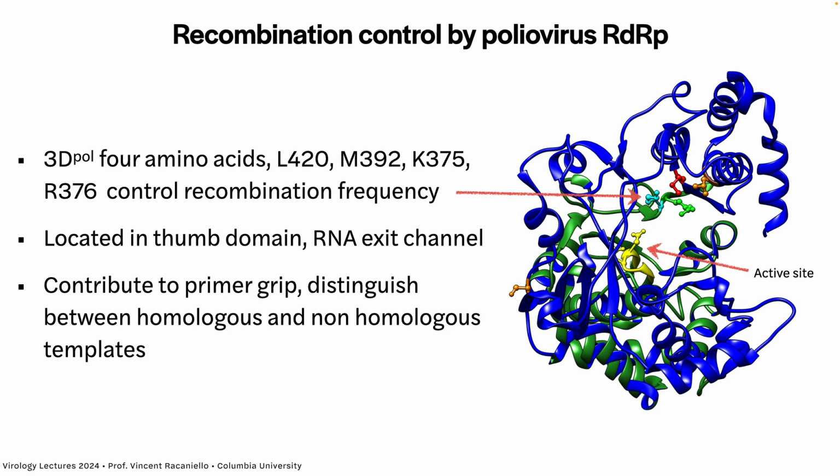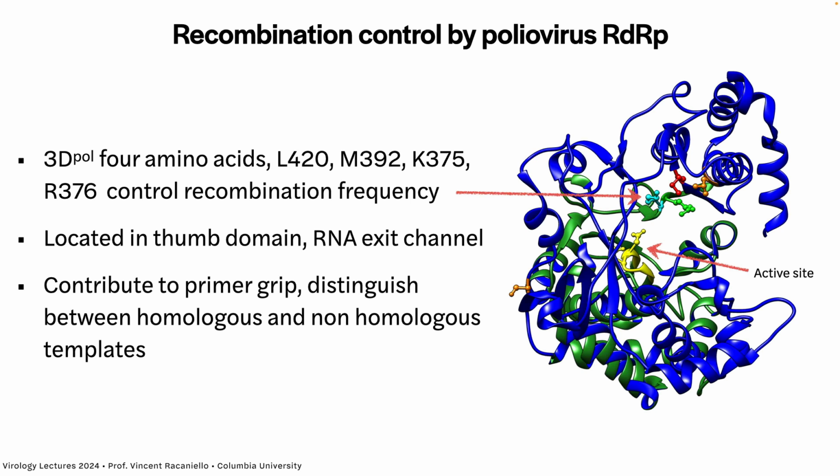So here's G64, right, which regulates fidelity, the incorporation by the polymerase. And here's the active site. And here are 4 amino acids all in a row here in cyan, green, red, and brown. They all control recombination frequency. So that's located in the thumb domain, and it's the RNA exit channel. And what we think is happening is that if I showed you where the primer is in this structure, the primer would be aligned along these 4 amino acids.